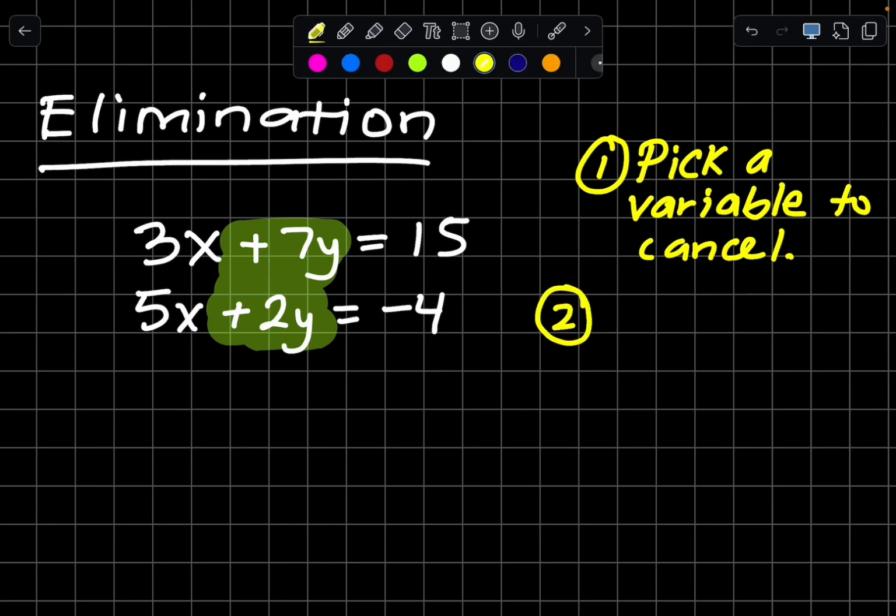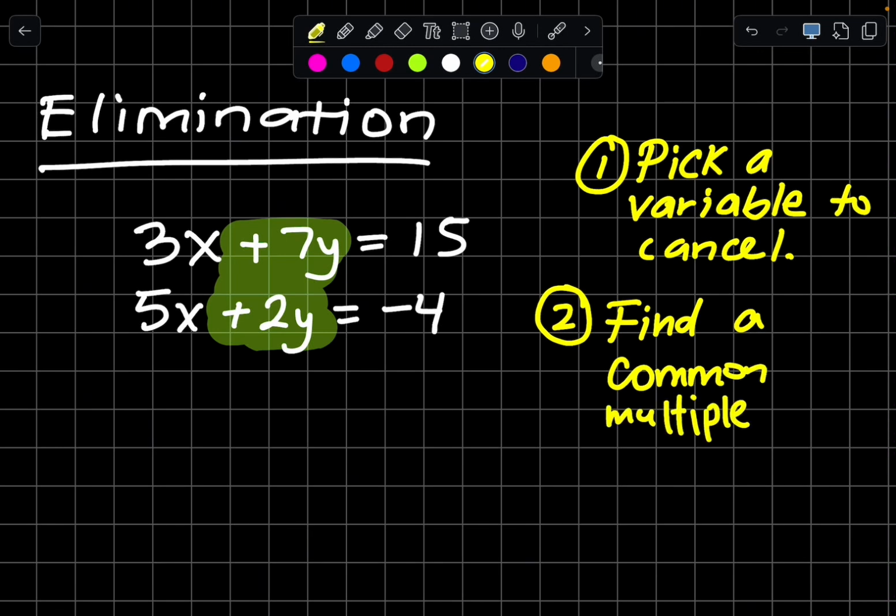Your next step is to find a common multiple, if applicable, which in this case it does apply. So the common multiple between 7 and 2 will be 14, which means we need to multiply 7 by something to get 14, and then we also have to multiply 2 by something to get not positive 14, but the inverse, negative 14, because the goal is to cancel these out.